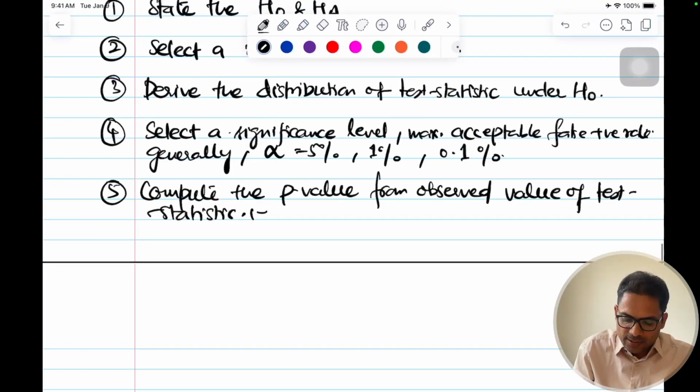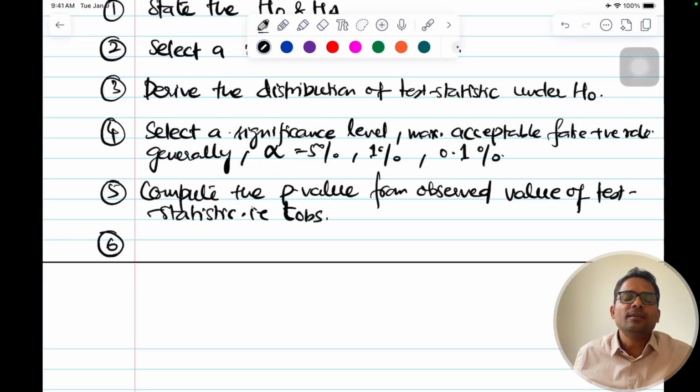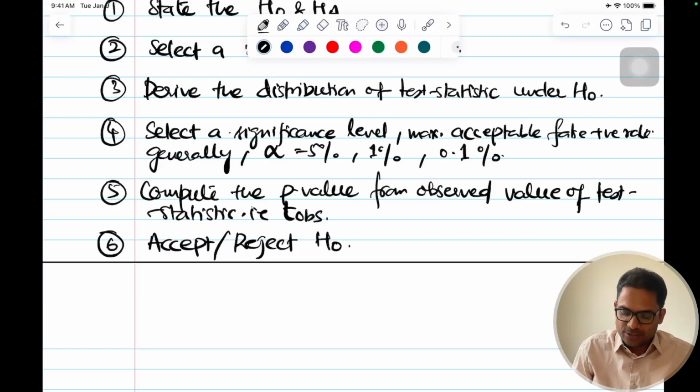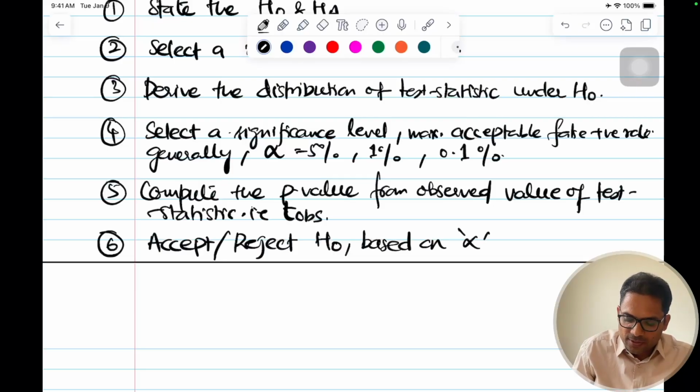That is, generally we write it as t observed. T is for the test statistic, OBS is for the observed. So we'll compute the p-value, and then finally on the basis of this, decide to either accept or reject your null hypothesis. The 6th step is accept or reject the null hypothesis based on whatever is the significance level that you have seen, based on alpha. Alpha is your significance level.